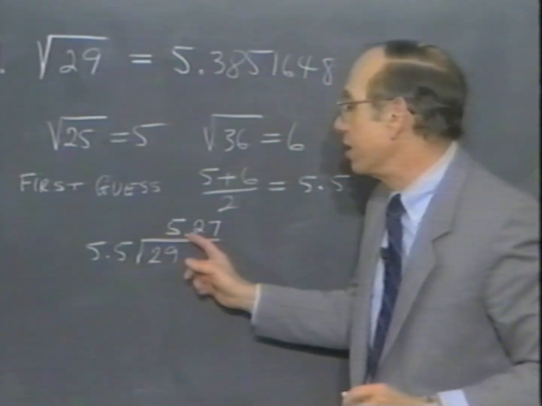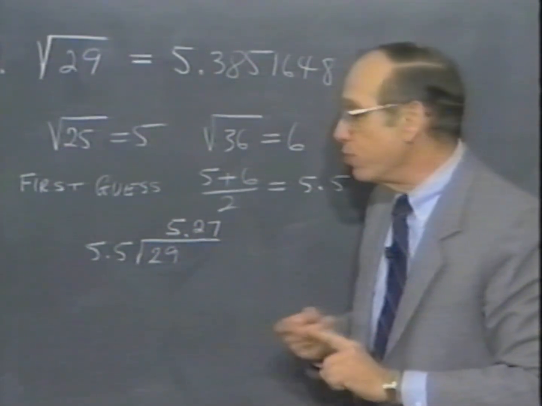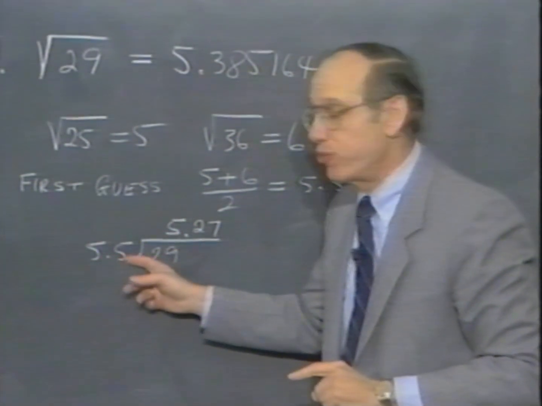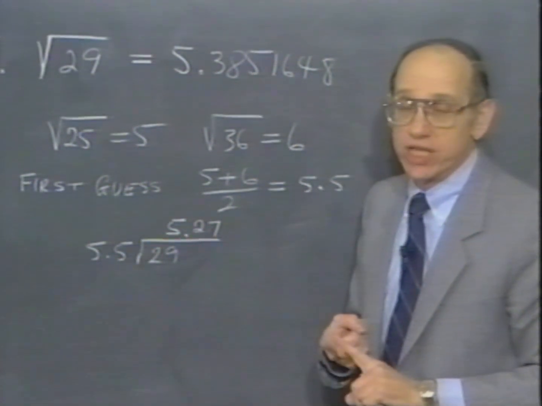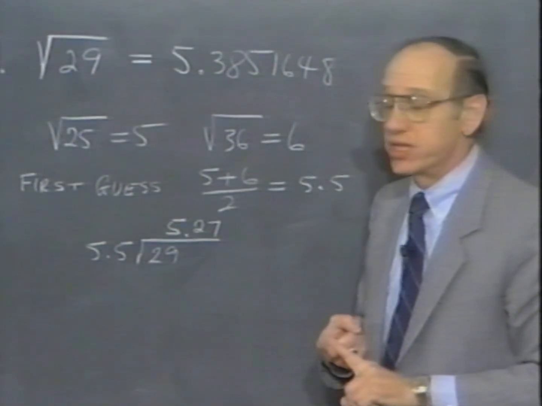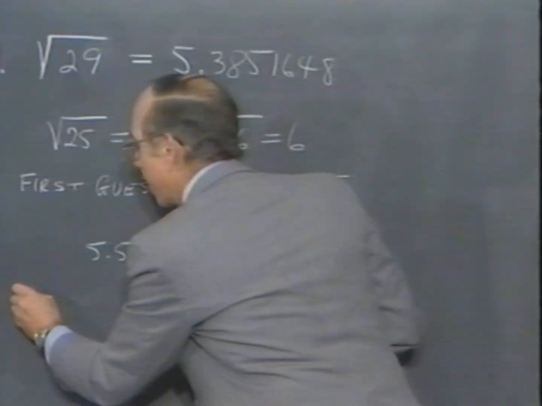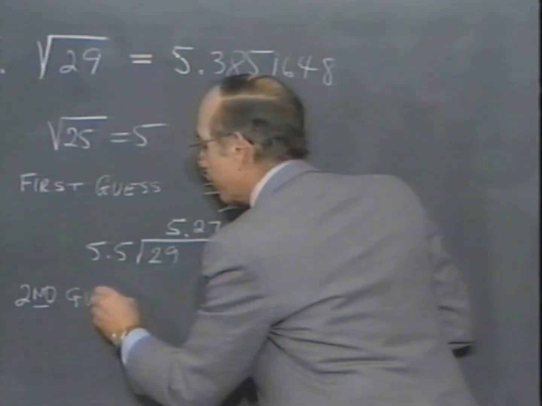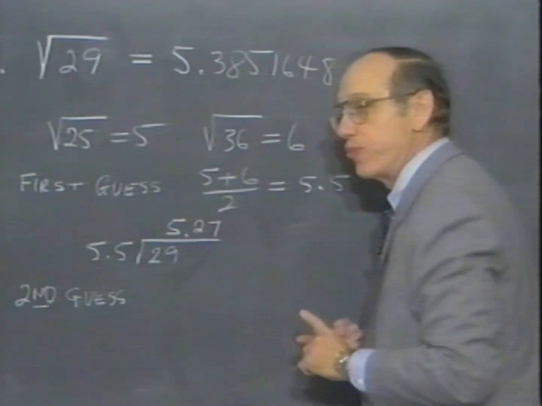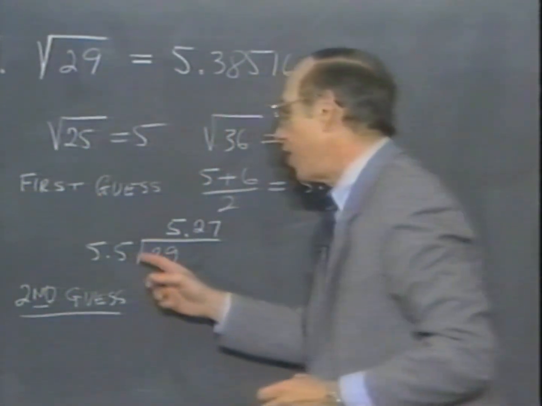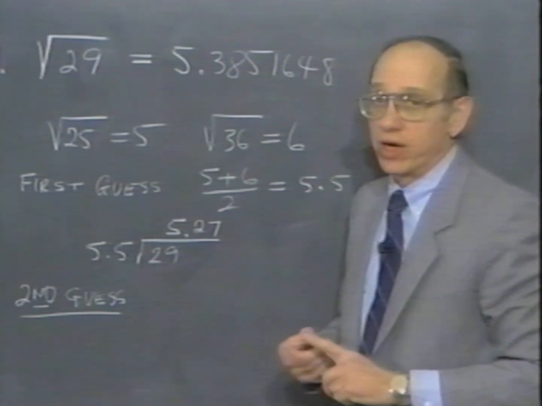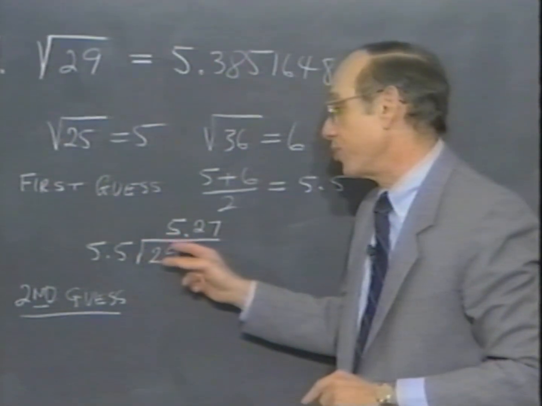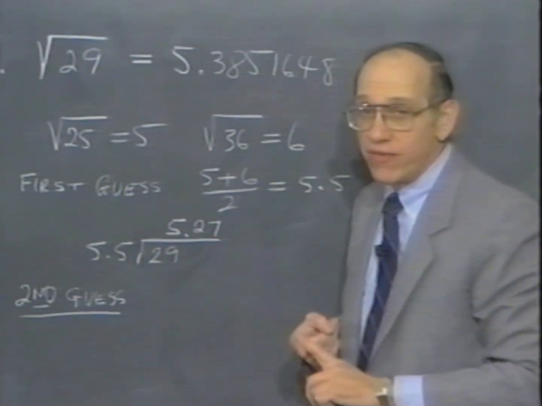Now notice what I did was I carried the division out one more decimal place than the number that I started with. I started with one decimal place, 5.5. I carried my division to two decimal places, so I have 5.27. And now I take as my second guess the average of 5.5 and 5.27. Why? Well, because 5.5 is really too large. I know it's too large because when I divided into 29, I got a number that was smaller than 5.5. And 5.27 is too small.